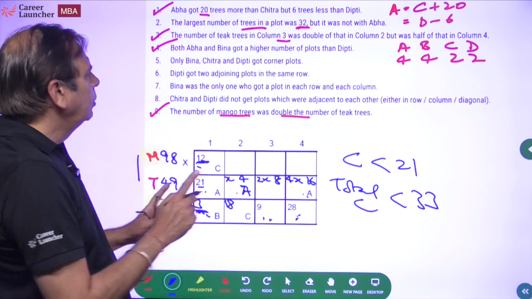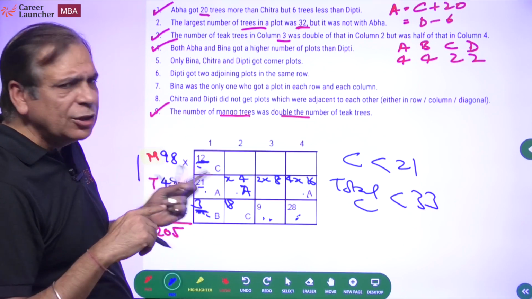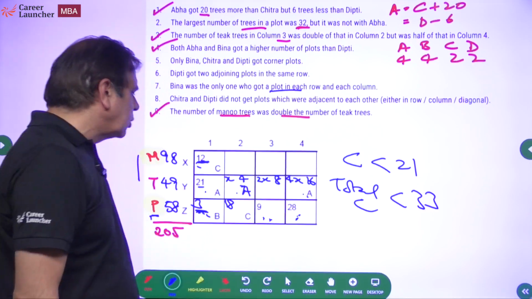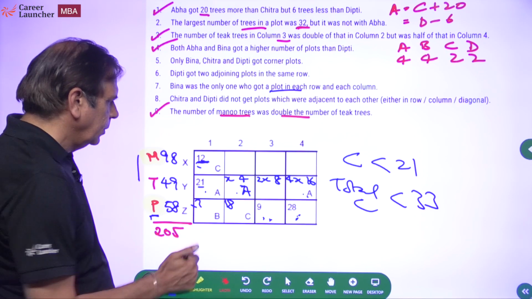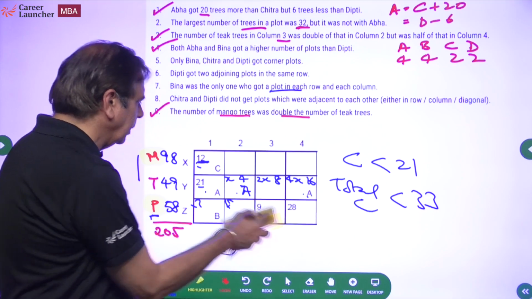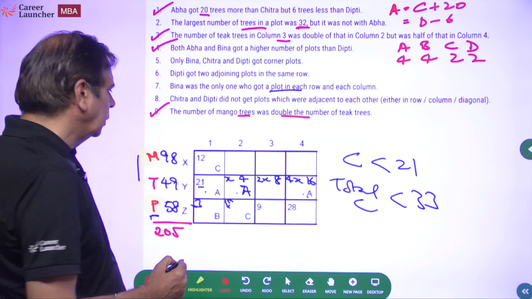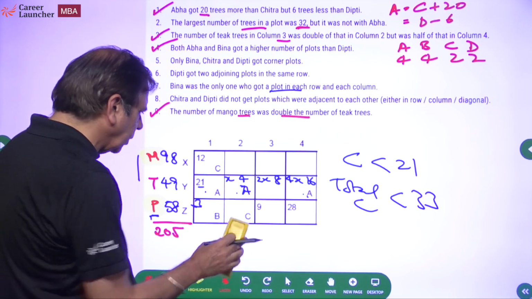Okay. Now, you remember Beena. Beena was supposed to be in each column and each row. Only one who got a plot in each row and each column. Now let's look at placing Beena correctly first. Okay. Let me just erase this thing so that it becomes slightly easier for you. Okay. Now, Beena, okay, hold on. This was 18.